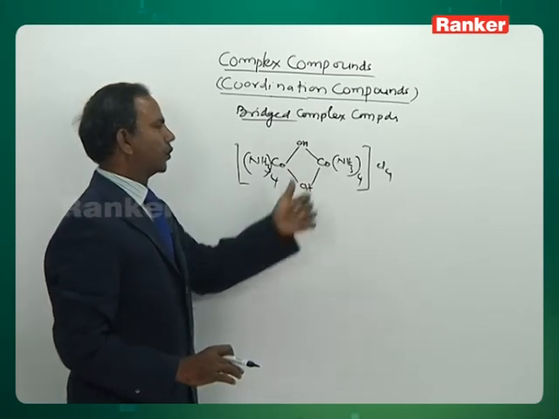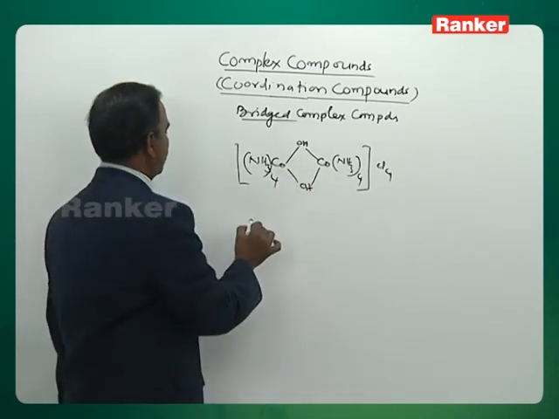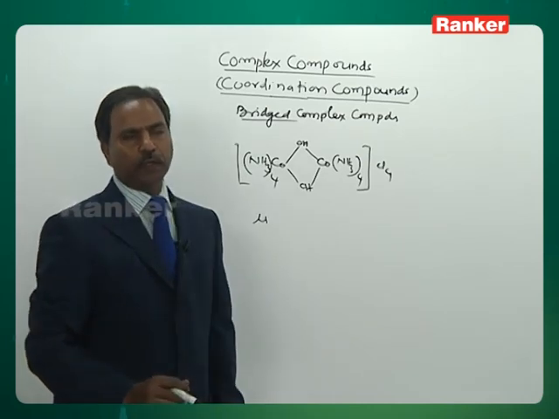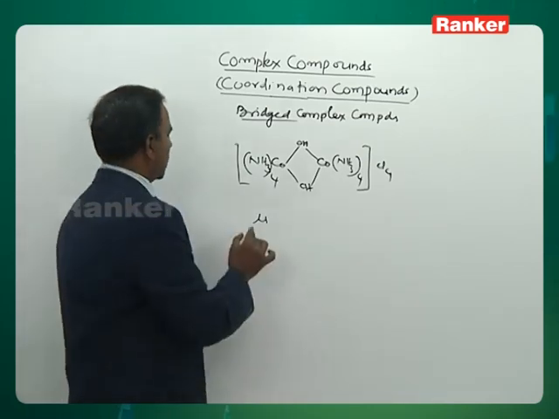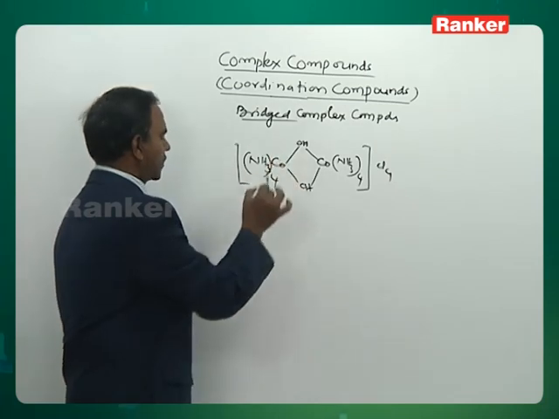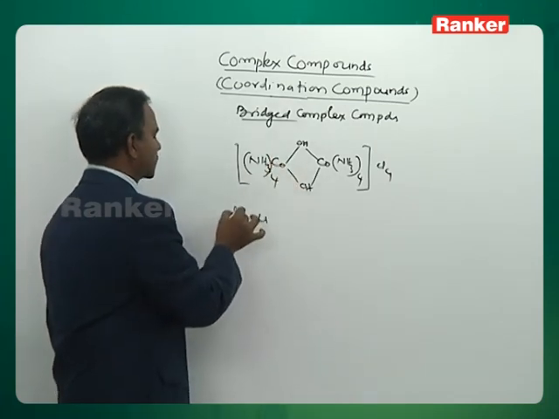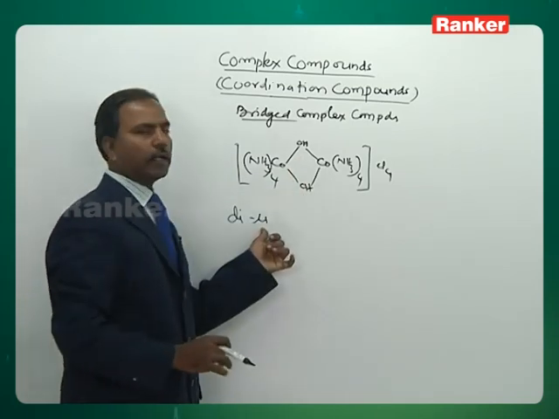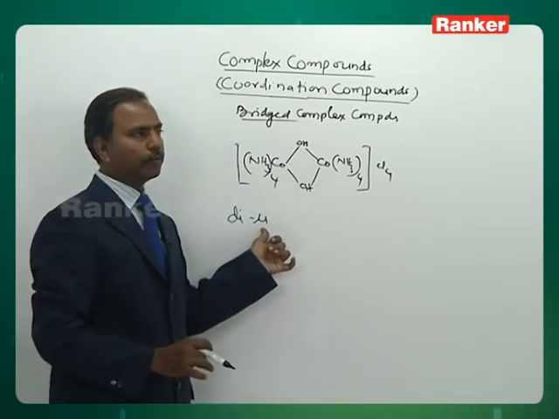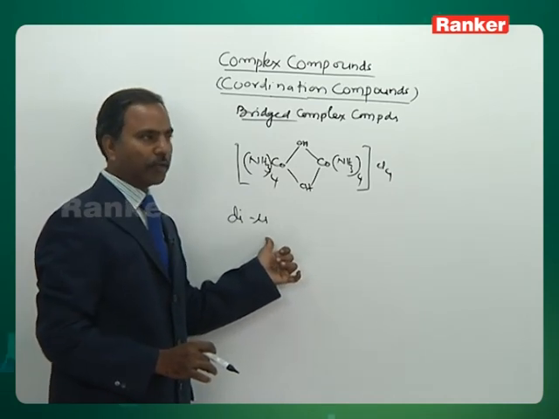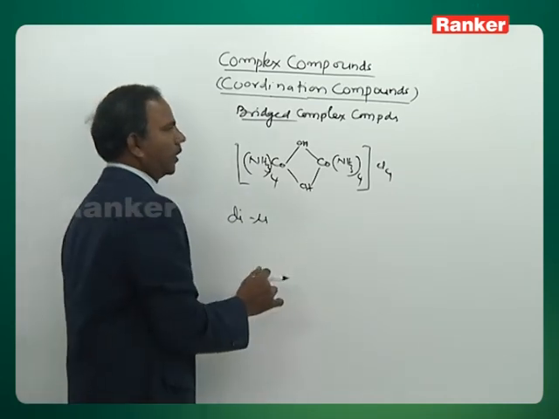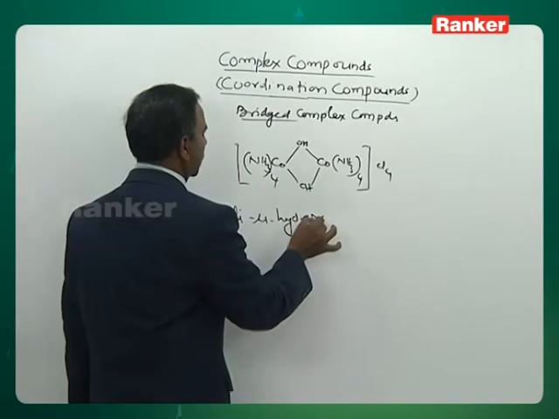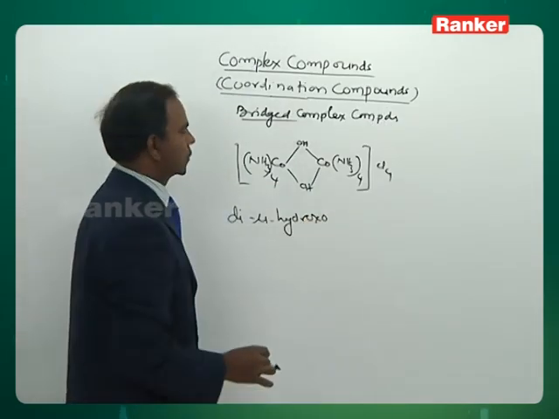Now, to show the bridging for this bridged complex, we use the prefix mu. Look here, the mu stands for bridging. Now you see next, how many bridges are there? 2. Say first di. Di, 2 are bridging. To indicate the bridging, we write mu. Di mu, 2 are bridging. What are bridging? Hydroxo. Di mu hydroxo.